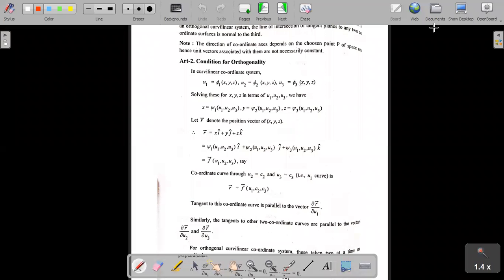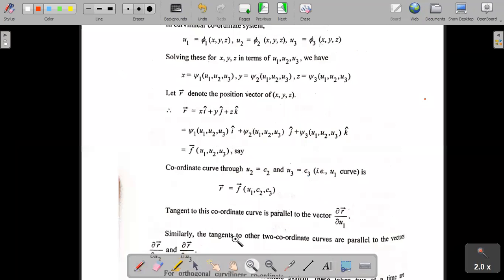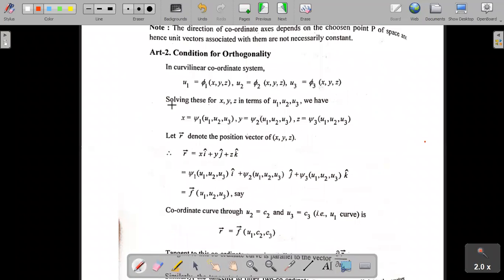So if you remember, we did the curvilinear coordinates, how the XYZ system can be written in terms of U1, U2, U3. Then we are trying to see what changes will come in the system if we write the system in terms of U1, U2, U3. So what we have now: U1 is some function of x, y, z, U2 is some function of x, y, z, and U3 is some function of x, y, z.